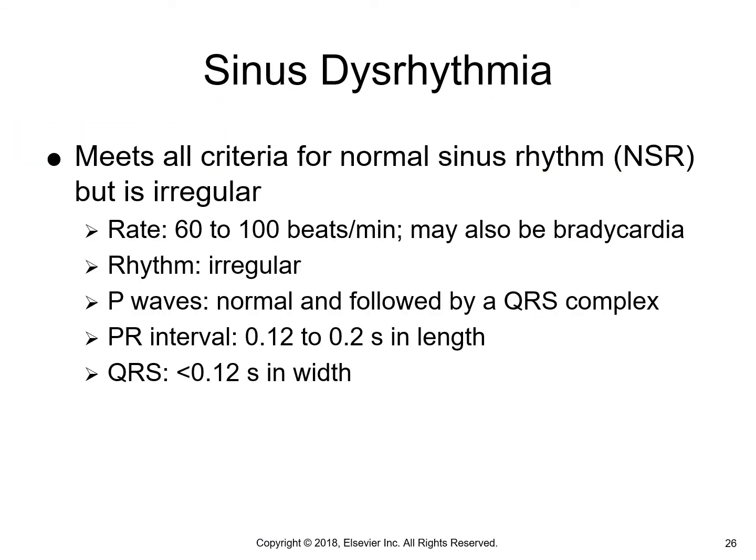Okay, so sinus dysrhythmias. It meets all criteria for a normal sinus rhythm, but it's irregular. The rate's going to be about 60 to 100. It could be maybe a little on the bradycardic side. The rhythm is going to be irregular. Your P waves are normal, and each of them follows the QRS. Your PR interval is within normal range. Your QRS is normal.